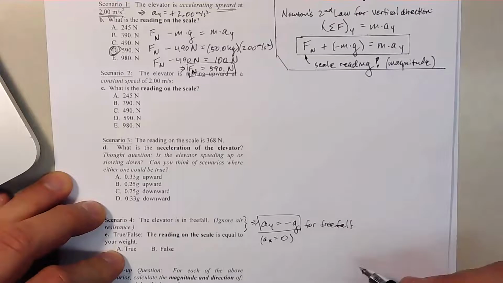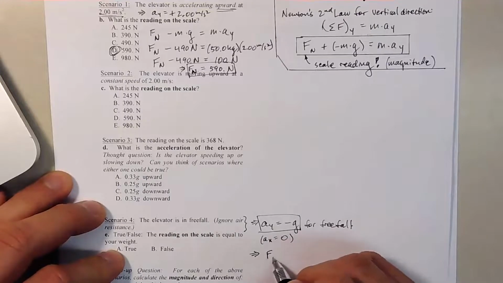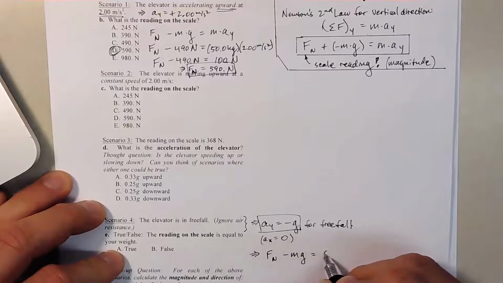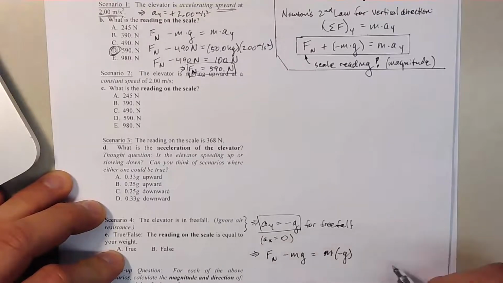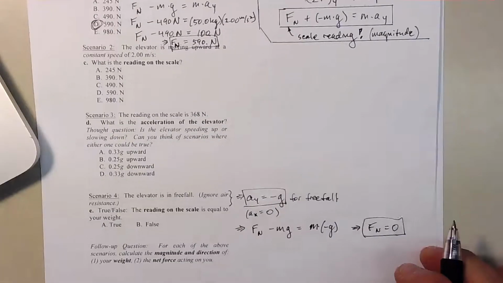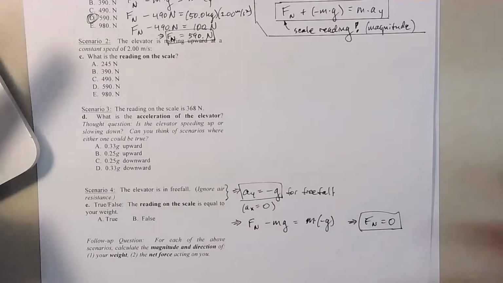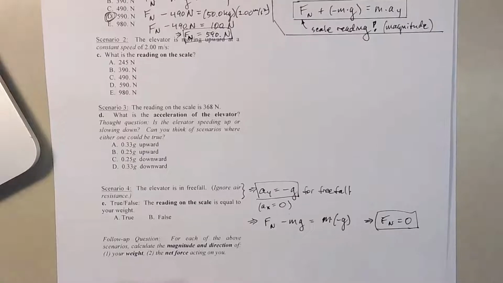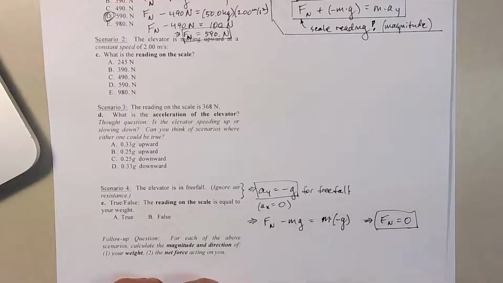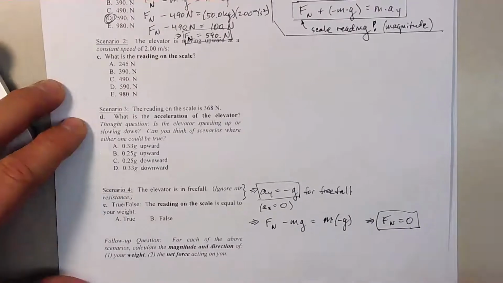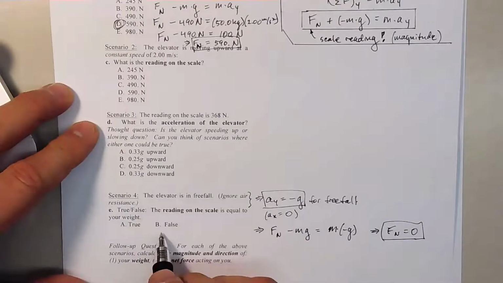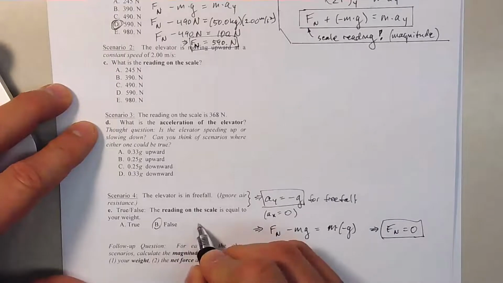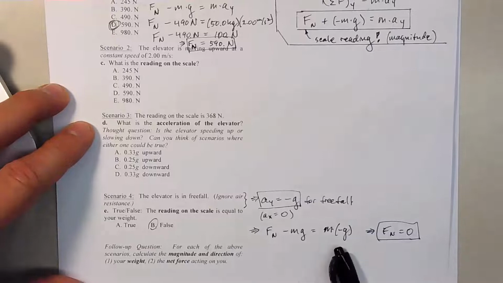And in this particular case, therefore, we get that the normal force minus mg is equal to m times -g. So that means that the normal force from the floor is 0, and the reading on the scale will be 0, right? Because you and the scale and the elevator floor are all accelerating toward the Earth with the exact same acceleration, and you're all falling away from each other at the same rate. So there's no way for the floor to push back on you. So this is false. The reading on the scale will be 0, not your weight. Your weight is still 490 newtons.